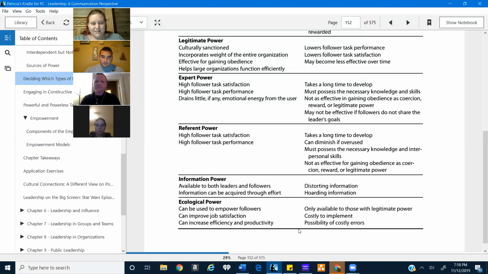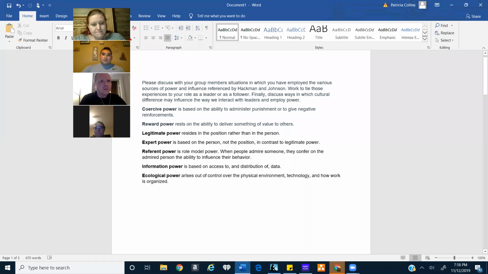What about the cultural difference part that we have to discuss as well? What do you guys think about that? Was that chapter 10? What was the question? Sorry. Well, there are two parts to this discussion. The first part was the different types of power, and then we also have to discuss the cultural differences and how that influences the way we interact with leaders.